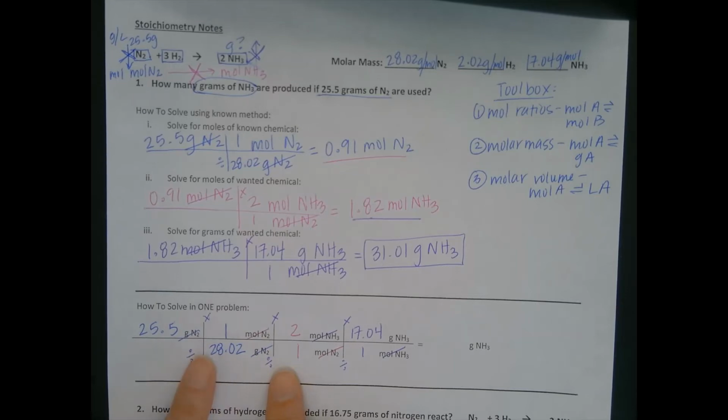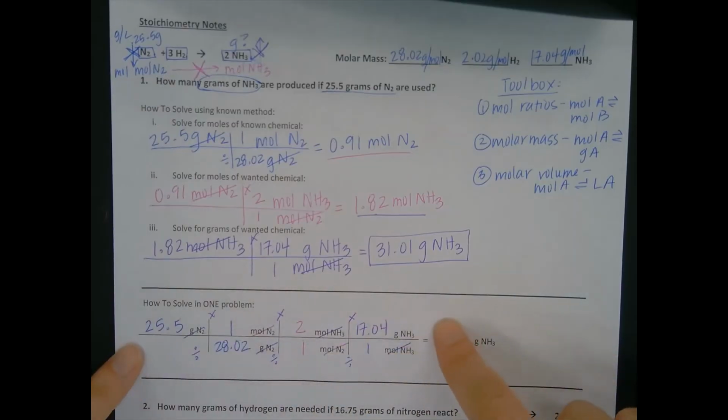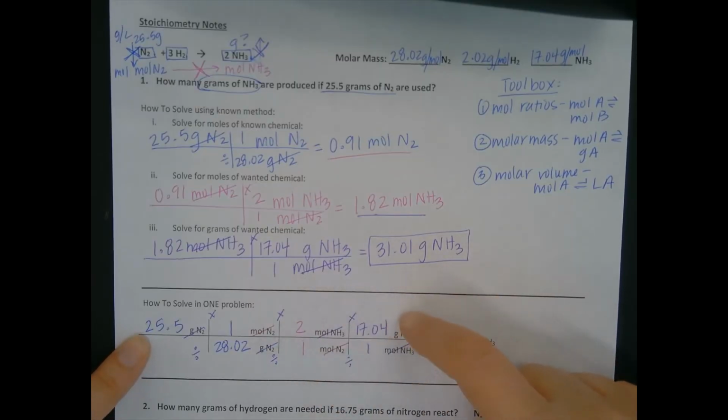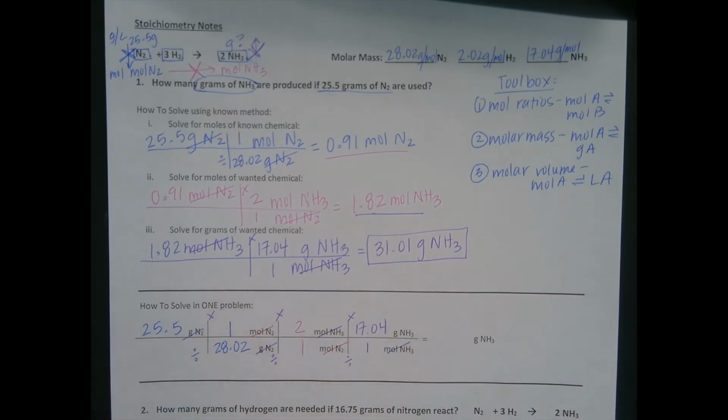A lot of students will hit divided by this and then multiply by that. Your calculator will follow order of operations. So if you don't have it in parentheses as a denominator, it will multiply your answer by that number instead of dividing. So in your calculator, just hit the divide button twice. Practice putting this in your calculator all at once: 25.5 times 2 times 17.04 divided by 28.02. And when you get an answer, hold your calculator in the air.